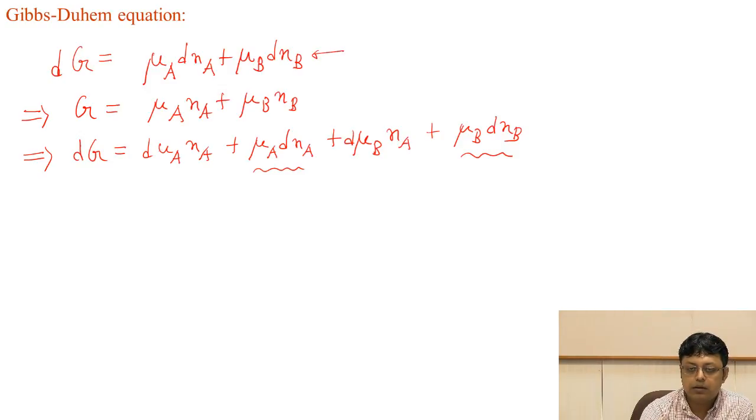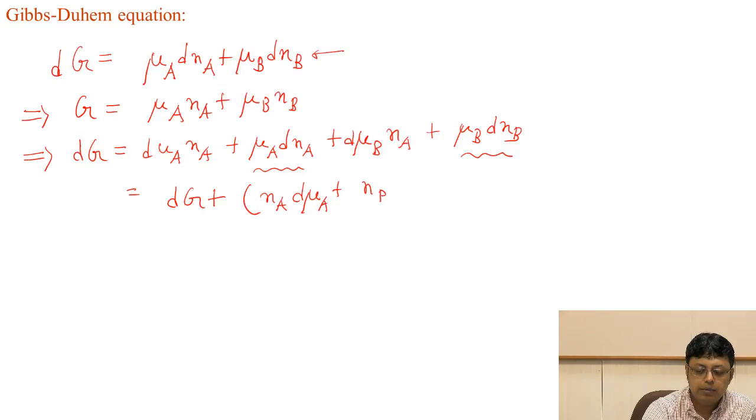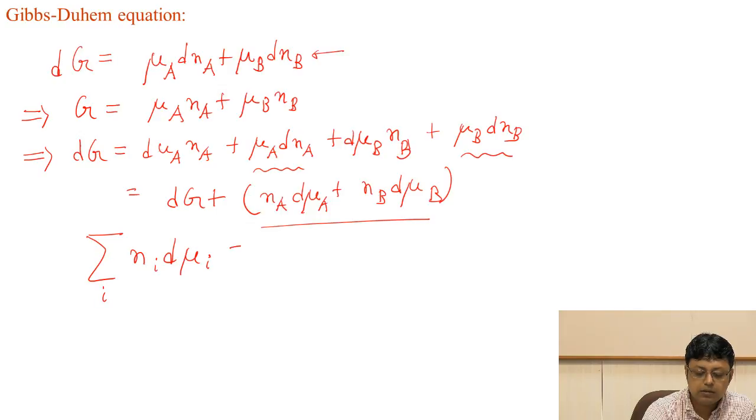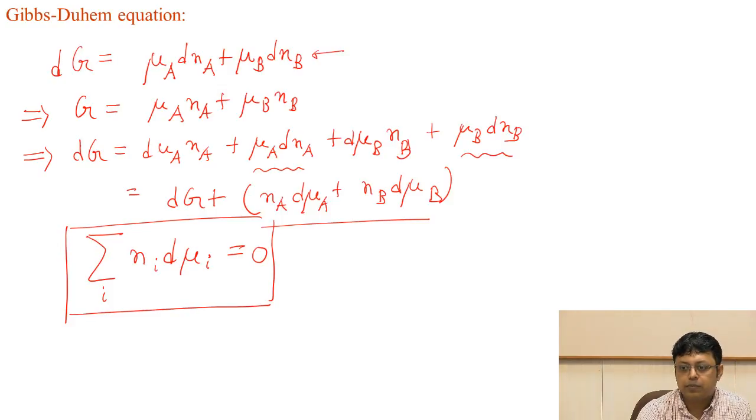So these two terms are nothing but dG itself. So it is nothing but dG plus, we can just rewrite it, NA d mu A plus NB d mu B. So what we see is that this term must be 0, or in general, if we write it as a summation for any arbitrary number of components, we see that the sum over Ni d mu i should be 0. Now this equation is known as the Gibbs-Duhem equation.